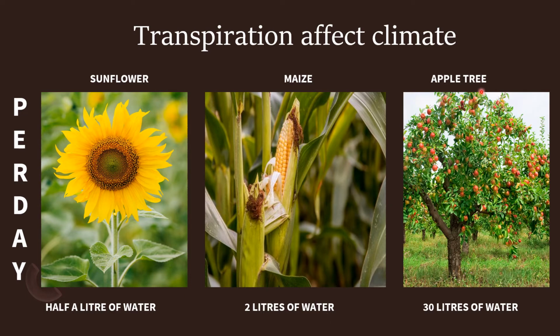Then a large apple tree transpires 30 liters of water per day. Can you imagine that? 30 liters of water it loses through transpiration. By evaporation, it will lose 30 liters of water per day.